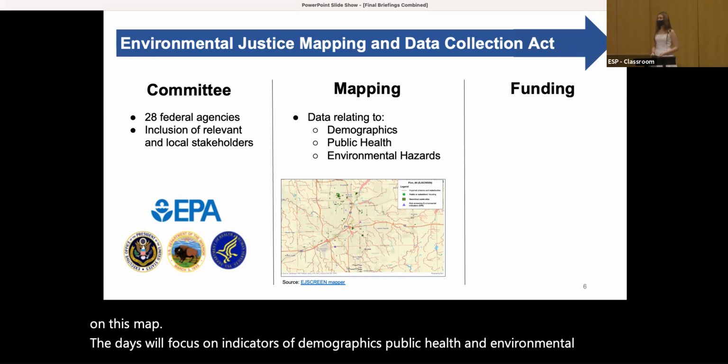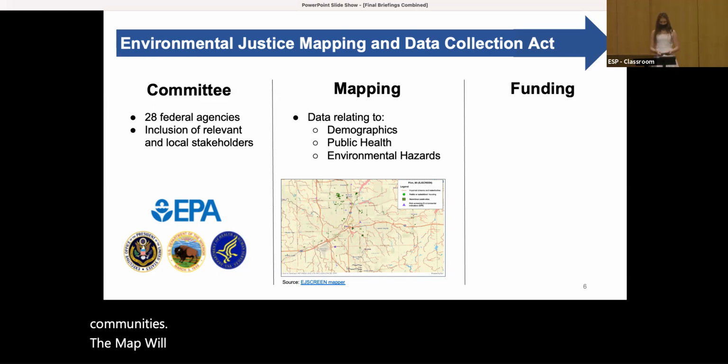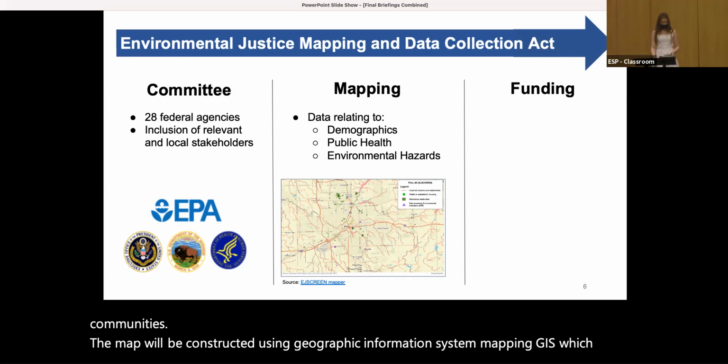The committee will then create a multi-layered map, which will be used to identify EJ communities. The map will be constructed using Geographic Information System mapping, GIS, which I'll illustrate in a minute.